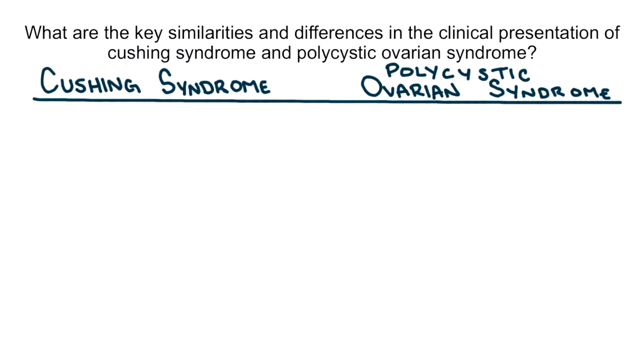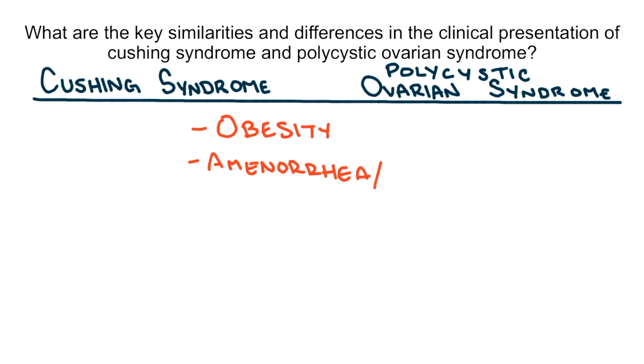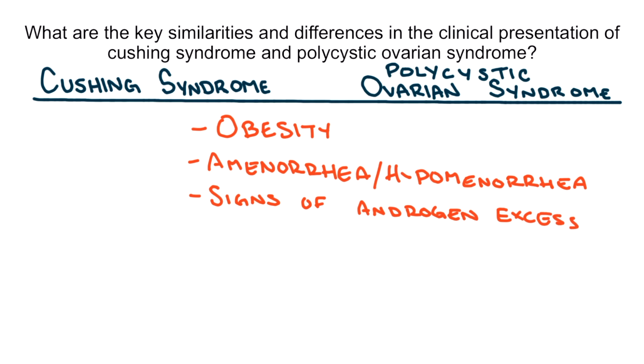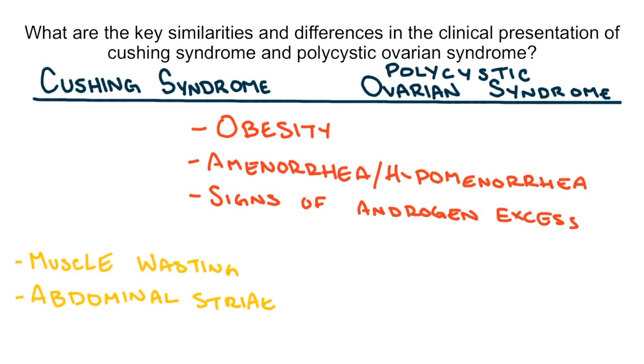All right, let's try a question. What are the key similarities and differences in the clinical presentation of Cushing syndrome and polycystic ovarian syndrome? All right, Cushing syndrome and polycystic ovarian syndrome, or PCOS, have several overlapping clinical features, which is why they can sometimes be confused. The key similarities include obesity, amenorrhea or hypomenorrhea, and signs of androgen excess, for example, acne. However, only Cushing syndrome leads to muscle wasting, abdominal striae, and easy bruising, which helps distinguish it from PCOS.